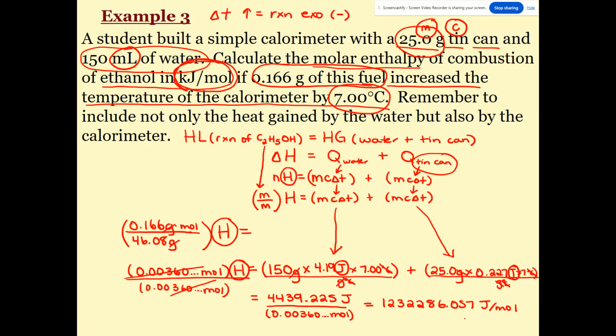Notice again, the question wants your answer in kilojoules per mole. So I need to divide by 1,000, and this reaction was exothermic. So I need to put a negative in front of the answer. Okay? So my H, when I divide by 1,000 and put the negative in front, is negative 1232.2, so on, kilojoules per mole.